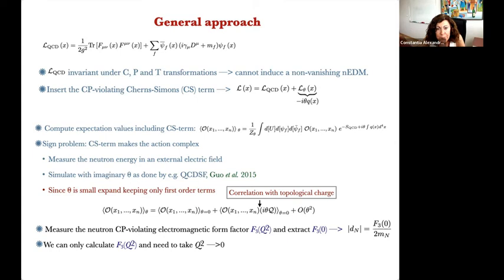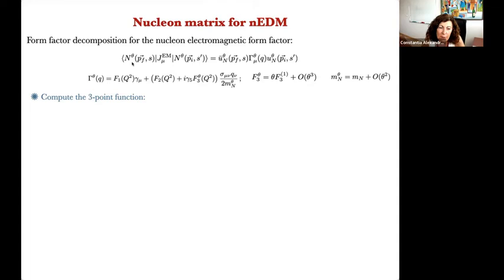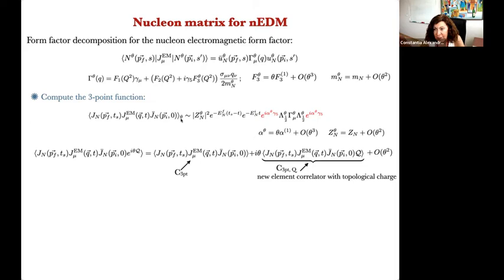And now this is the expansion. If I consider the matrix element of the nucleon in the presence of a theta term, so the matrix element of the electromagnetic current, I can decompose it in these three form factors, the Pauli and Dirac form factors that I know, and this new one, the F3. And if I expand now this F3 to leading order, and neglect higher orders, then I can do the computation. So again, because this is a matrix element, I have to compute the three-point function in the presence of the theta. What do I do? Well, I write it in this way. It doesn't matter.